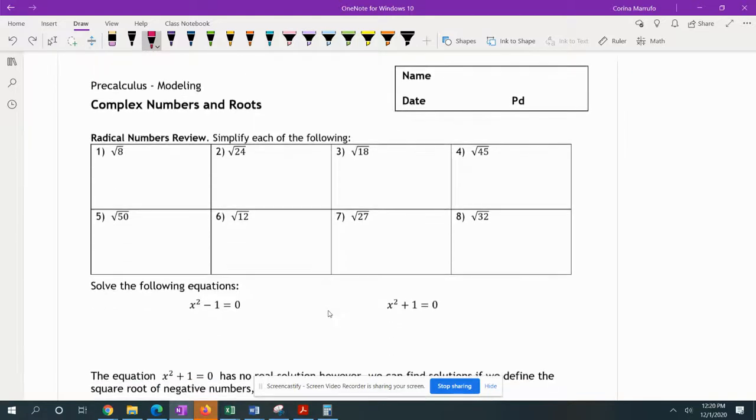Right, so our next topic that we're going to cover is still along the line of complex numbers, but now we're going to be finding complex numbers and roots. So we're going to do a little radical numbers review. It says simplify each of the following. When they want us to simplify, we're simplifying the square root.